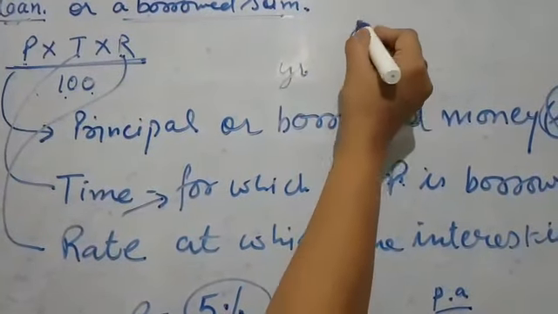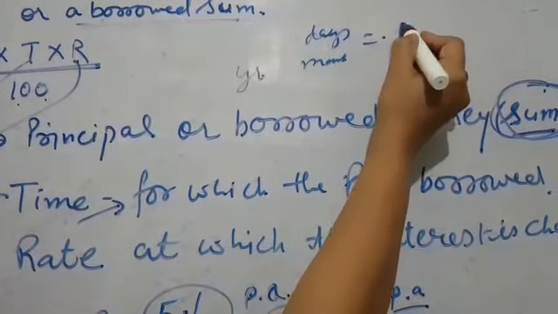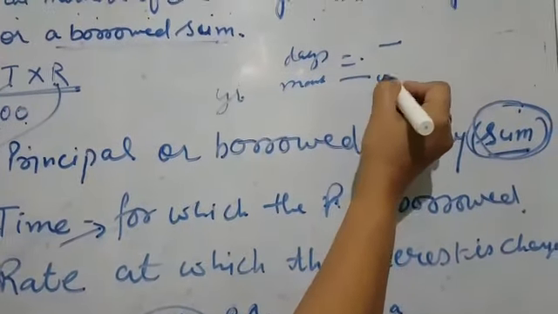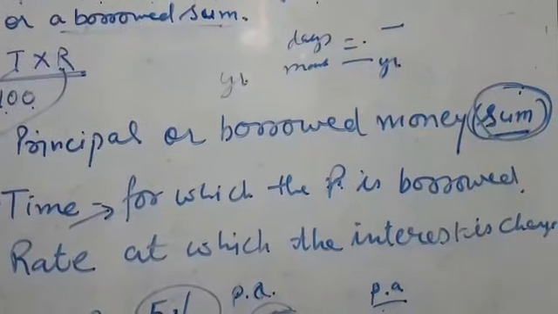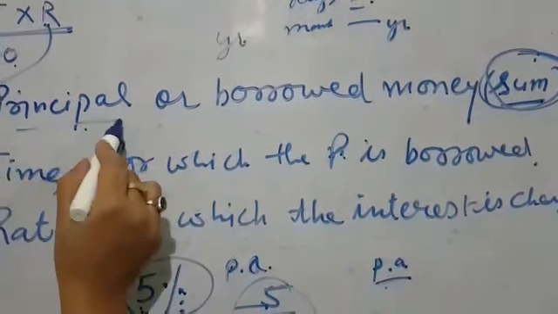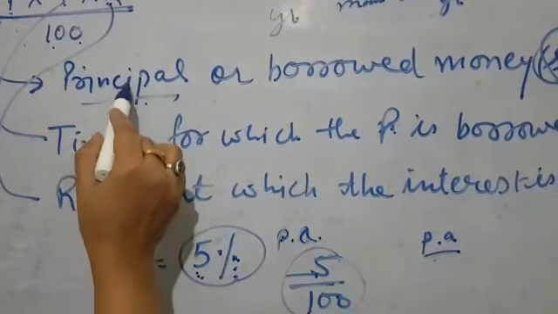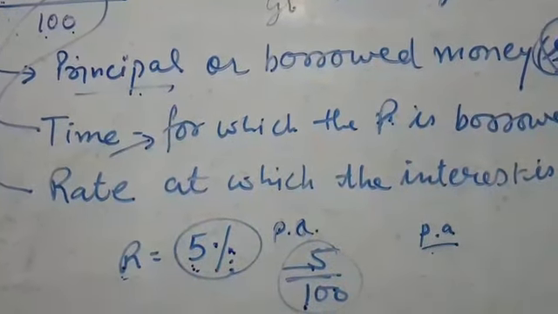If it is given in days or months, then you will have to convert those days and months into years. I will tell you how you will convert your time into years. And principal will be given to you in most of the sums, and in many sums they will be asking you to find the principal.